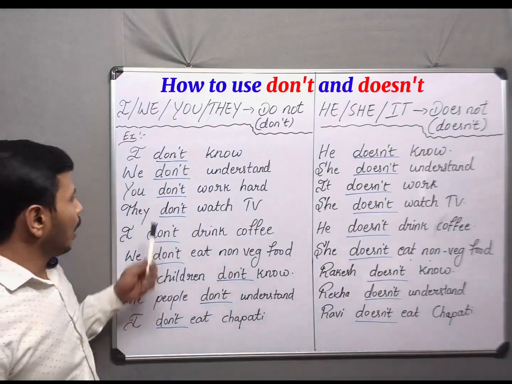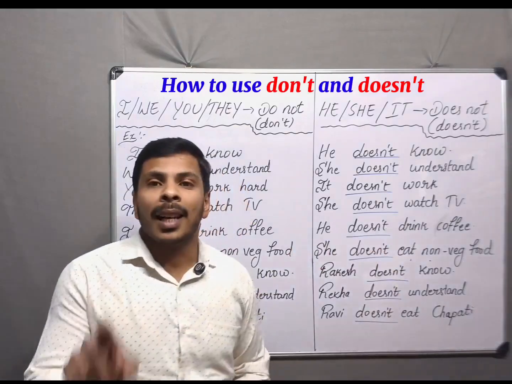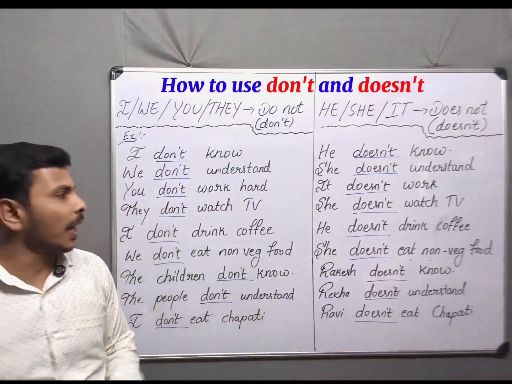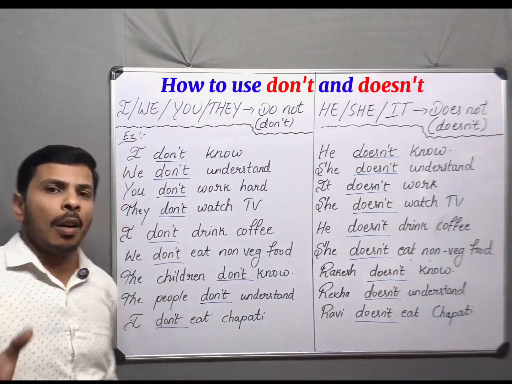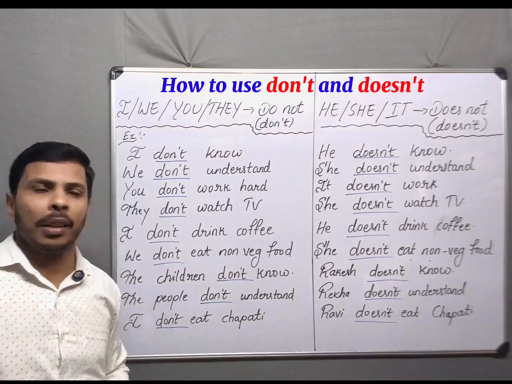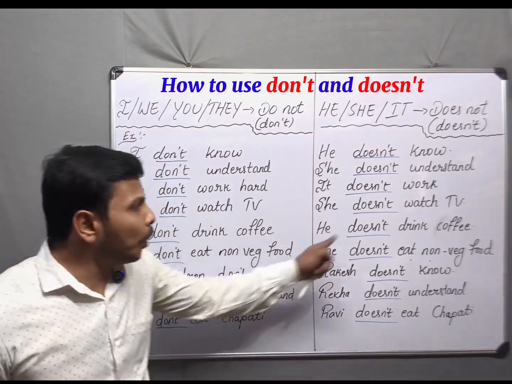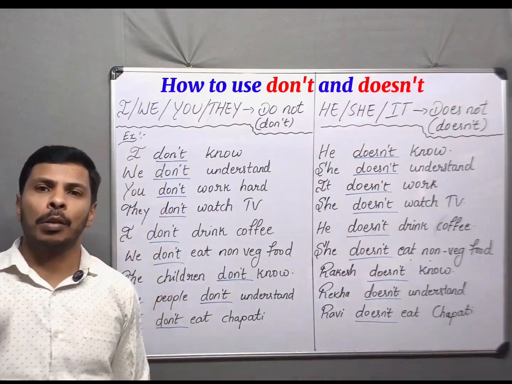Like that. They don't watch TV. She doesn't watch TV. See, just understand how I am using. I don't drink coffee. He doesn't drink coffee. Never say he don't drink coffee. With he, she, it, never use don't.